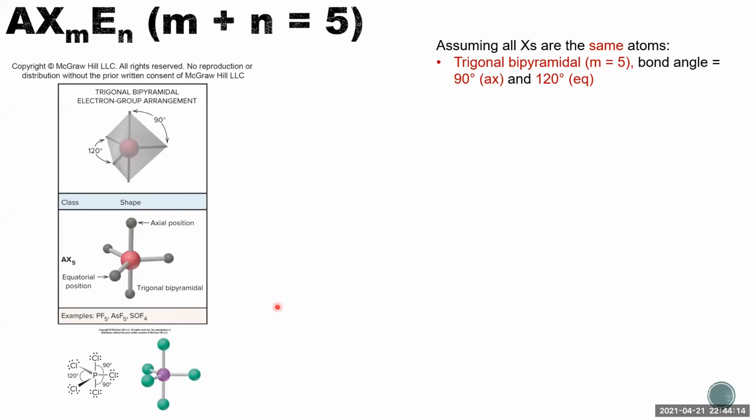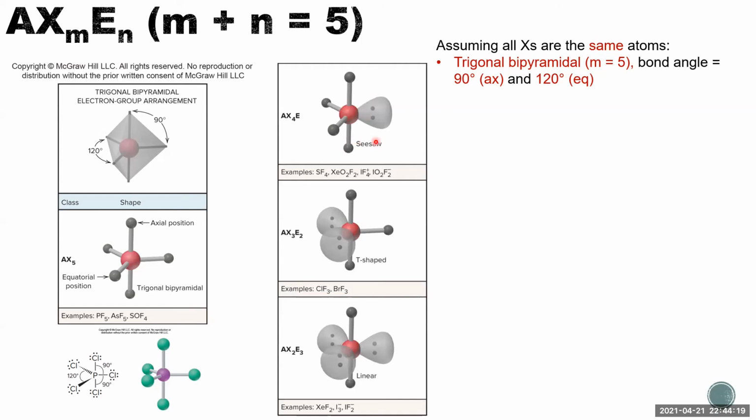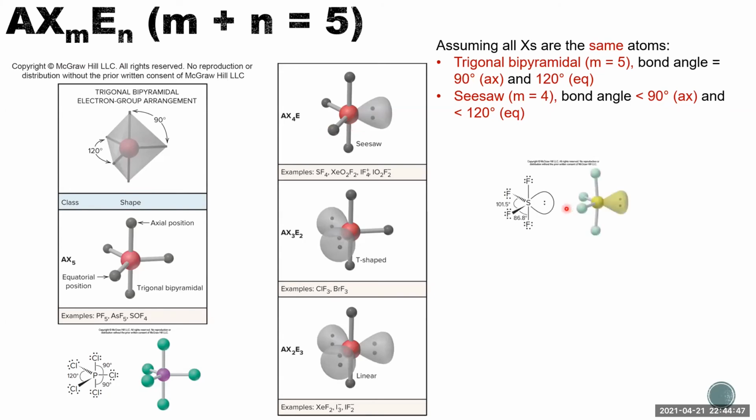Also, in this case, we may have electron pairs on the central atom. If we have only 1 electron pair on the central atom, the leftover shape is a seesaw shape. M equals 4, n equals 1. The bond angle is smaller than 90 degrees between the axial and equatorial positions. And the bond angle between the 2 equatorial atoms is smaller than 120 degrees. An example here is sulfur tetrafluoride.